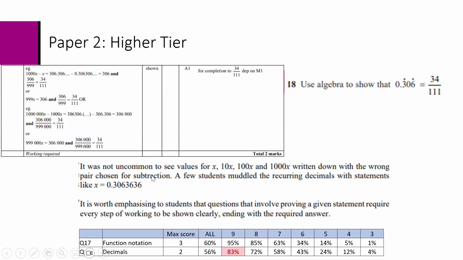It was not uncommon to see values of 10x, 100x, and 1000x written down with the wrong pair chosen for subtraction. A few students muddled the recurring decimals with statements. It's worth emphasizing to students that a question that involves proving a given statement requires every step to be shown. Now, I think the stages come quite naturally for students, so I think it's more that they were struggling to actually do the recurring decimals than to show their working through.